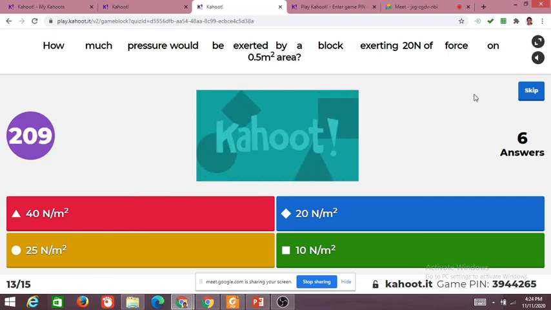Okay. I'll give you the values again. So you have more time for this. Don't give answers too fast and get it wrong. So the force is 20 Newton and area is 0.5 meter square. So calculate the pressure. Red, 40 Newton per meter square. Blue, 20 Newton per meter square. Yellow, 25 Newton per meter square. And green, 10 Newton per meter square.